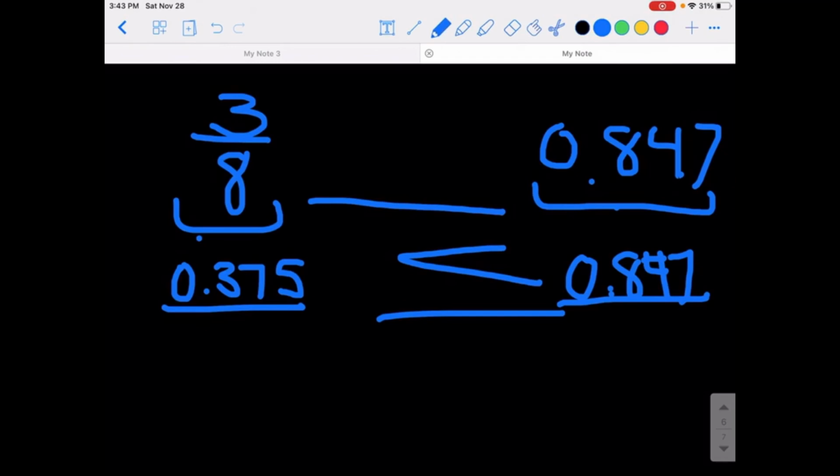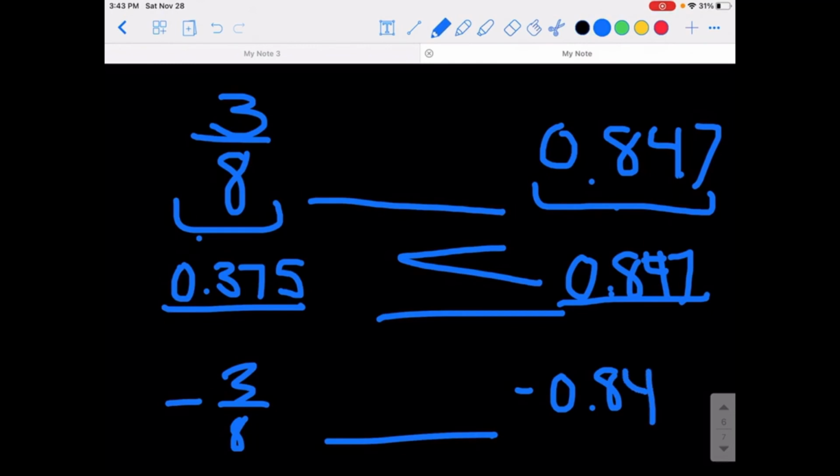So now let's do same numbers with negatives. I think now you can see the pattern. Okay, so here I'm going to rewrite on the bottom negative 0.375. So now you can see it a little bit easier.